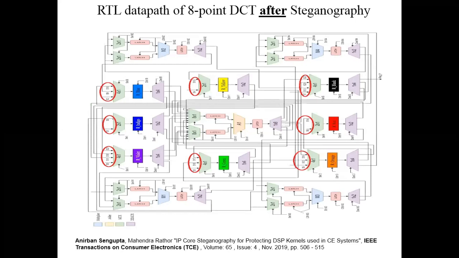The point I'm trying to make here is that in the circuit, the red encircled pieces are the ones where the secret steganography has been embedded. But just by optical inspection, it is absolutely impossible to comprehend where the digital evidence has been secretly implanted. Only the designer, the actual owner of the IP, knows where the secret digital information has been implanted. So in case of a fraudulent claim of ownership, forensic analysis can easily reveal who the actual owner is. Next slide, please.